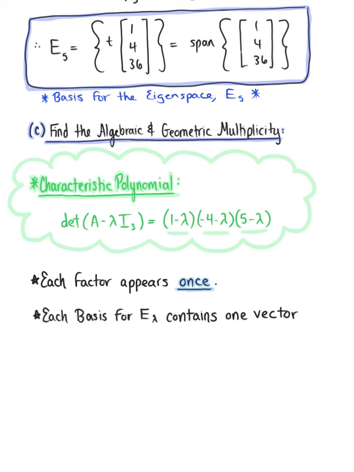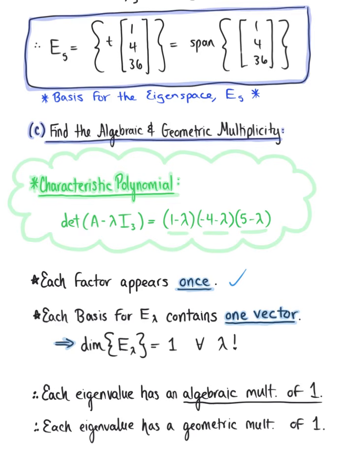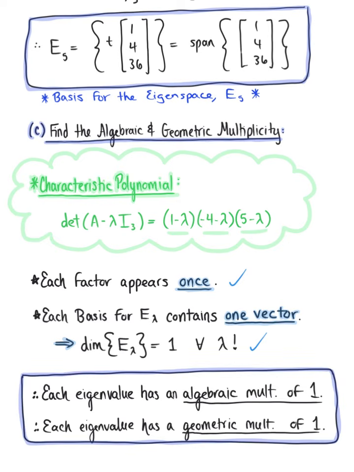From the basis for each eigenspace, E sub lambda, we know that this basis contains one vector. So in other words, the dimension of each eigenspace is equal to 1. So therefore, we're able to conclude that each eigenvalue has an algebraic multiplicity of 1, because each factor appears once. And we can also conclude that each eigenvalue has a geometric multiplicity of 1, because the dimension of the corresponding eigenspace is 1. So this is our beautiful final answer to part C and completes the solution to this example.